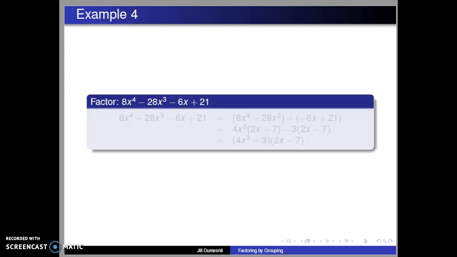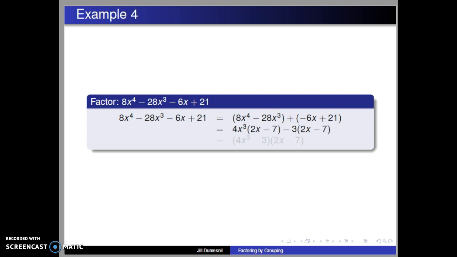We want to factor 8x to the fourth minus 28x cubed minus 6x plus 21. Again, we have to be careful with the negative coefficient on the third term. We insert parentheses to group the terms in pairs. The first pair of terms has a common factor of 4x cubed. The second pair has a common factor of 3, but we will factor out a negative 3 since the first term of the second pair is negative. Typically, when the leading coefficient is negative, we like to factor out the negative.